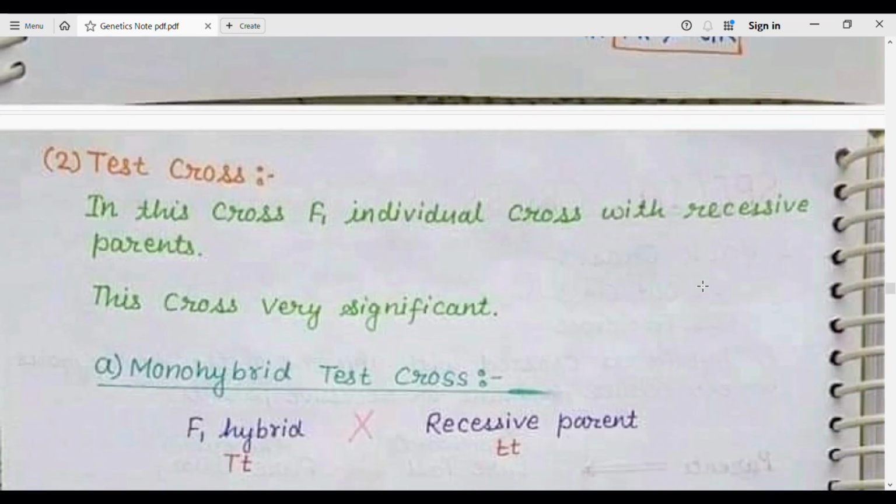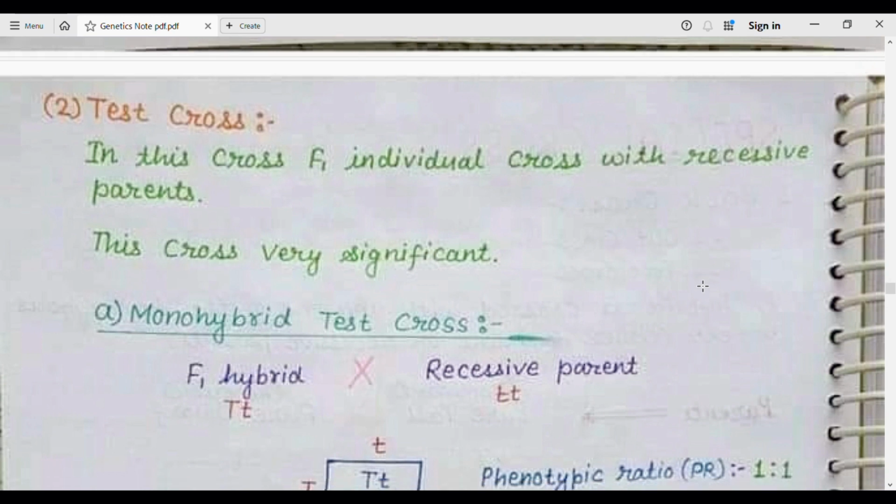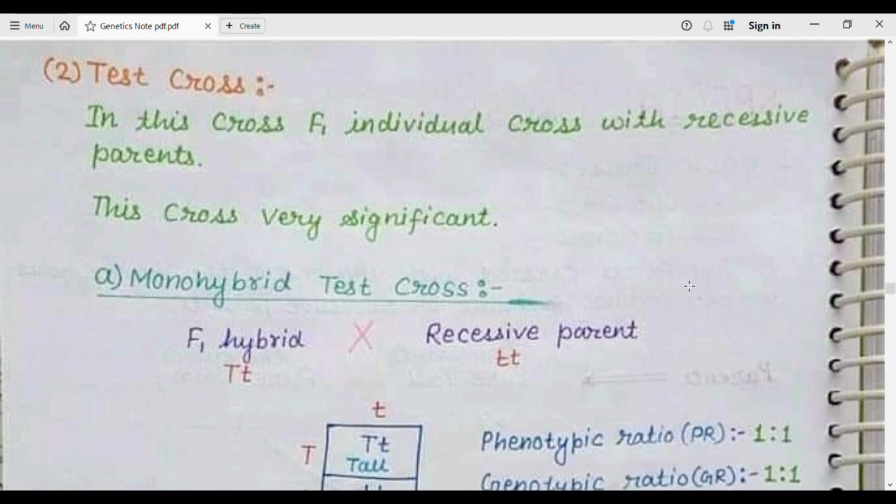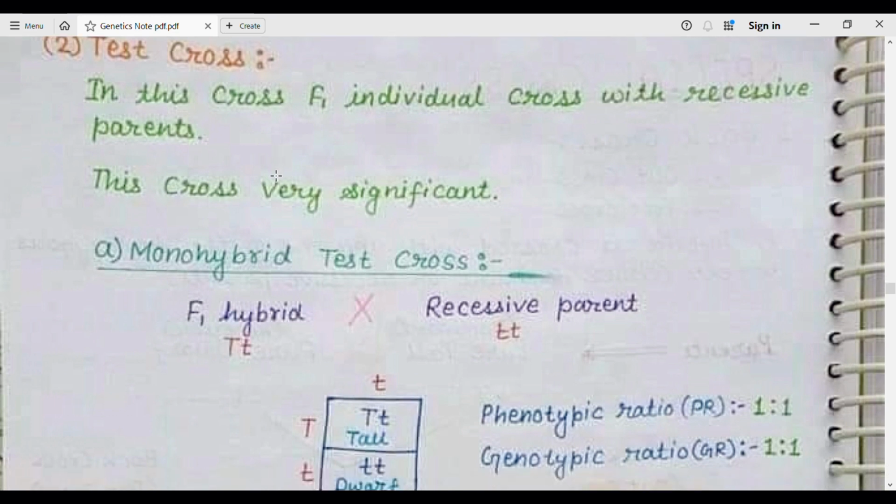Then what is test cross? In this cross, one individual is crossed with the recessive parent, or we can say the crossing of the F1 hybrid with their recessive parent is known as test cross. This cross is very significant. Then we are going to discuss the types of test crosses.